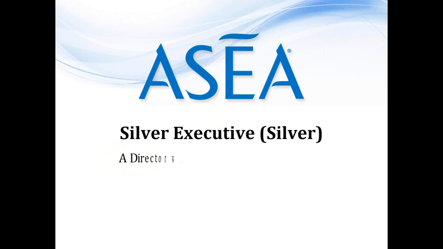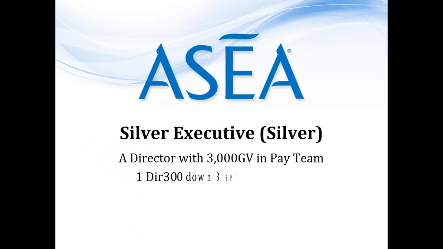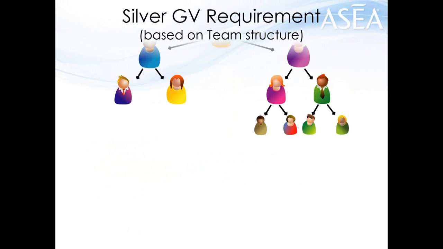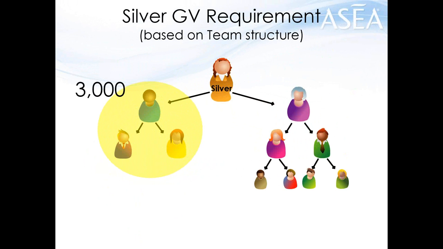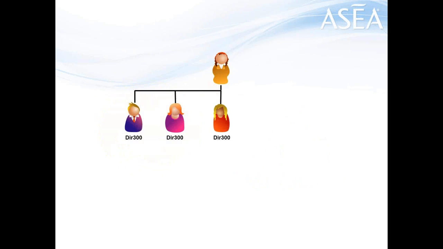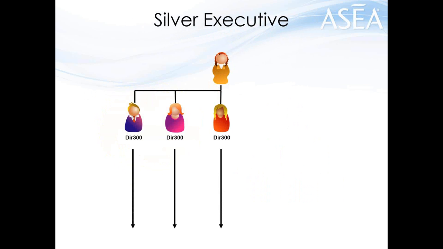Okay, Silver Executive, just more of the same. It's a director with 3,000 group volume in the pay team and 3 Director 300 legs. So again, 3,000 in 1 week on your pay team. You add the third Director 300 leg, and congratulations, you would now be a Director 300.